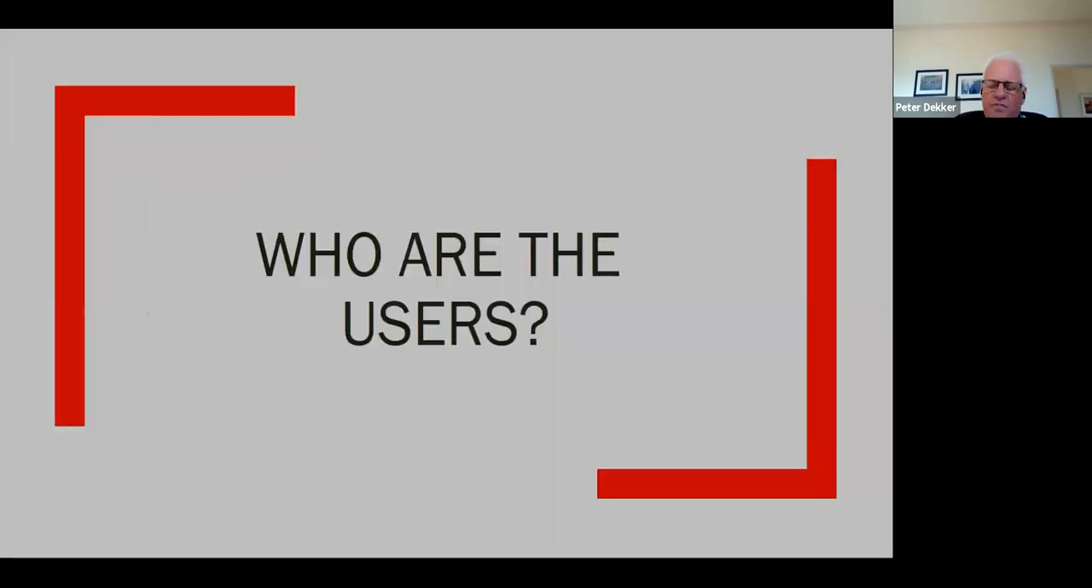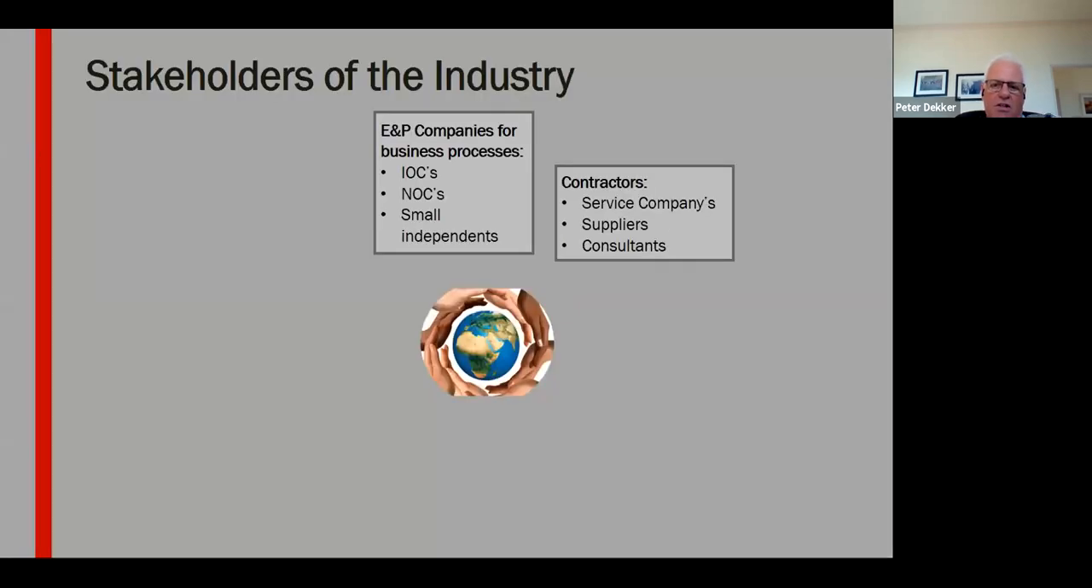So who are the users of these evaluations and of these reports? The stakeholders of the industry are the E&P companies themselves, and they use it for business processes. So it's the IOCs, the international oil companies, the national oil companies like PetroSA, small and independent oil companies. They use it for their own strategic planning, their own planning going forward, their budgets, when they need it, and their cash flows. Then, of course, the contractors, service companies, suppliers, and consultants. They're looking for where they need to provide services, which country will have the biggest, newest exploration phases or development phases going on.